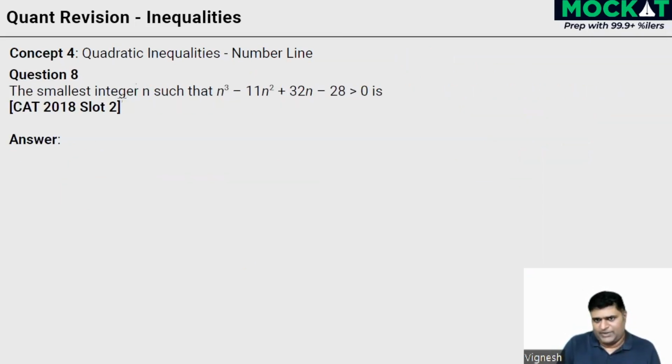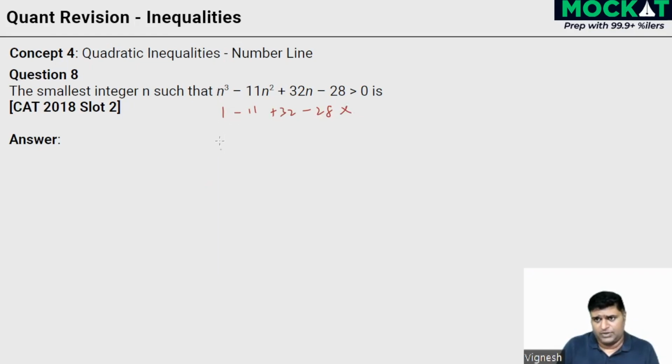Okay. Let's move to the next question over here. Question 8, the smallest integer n such that n cube minus 11n square plus 32n minus 28 is greater than 0, right? It's a cubic expression over here. How do we factorize it, right? So first up, see if we substitute 1. What's going to happen? We're going to get 1 minus 11 plus 32 minus 28, right? I'm just trying to find some roots by trial and error. This is 4 and no, doesn't work out. It's not equal to 0.